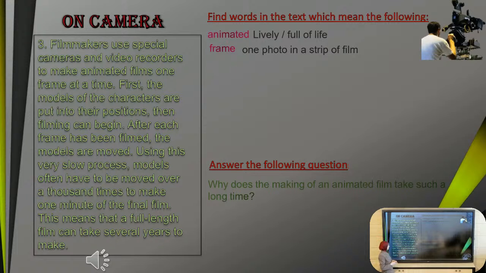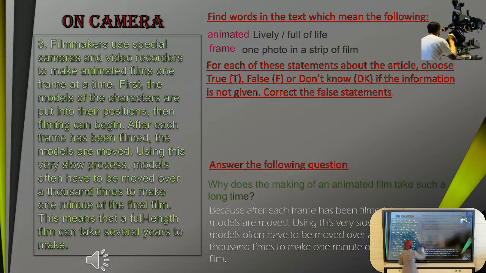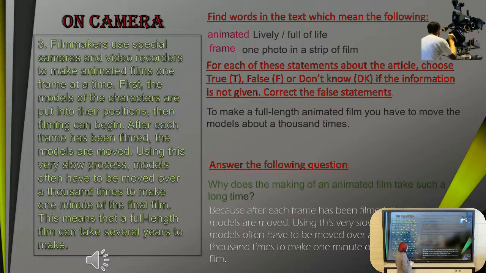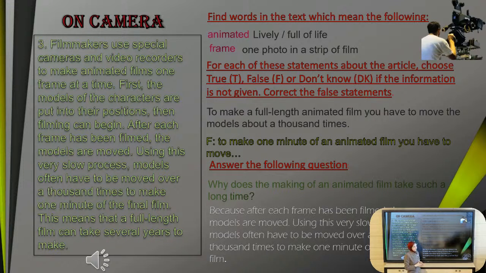Now the answer: because after each frame has been filmed, the models are moved. Using this very slow process, models often have to be moved over 1,000 times to make 1 minute of the final film. Now let's try to answer the second question. You have to decide if the sentence is true or false. To make a full length of an animated film, you have to move the models about 1,000 times. Is it to make a full-length animated film? Of course not. It's to make 1 minute. So to make 1 minute of the animated film, you have to move the models about 1,000 times.